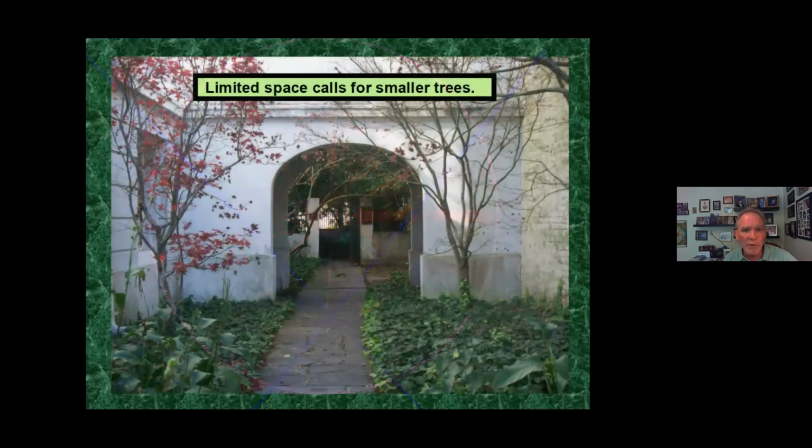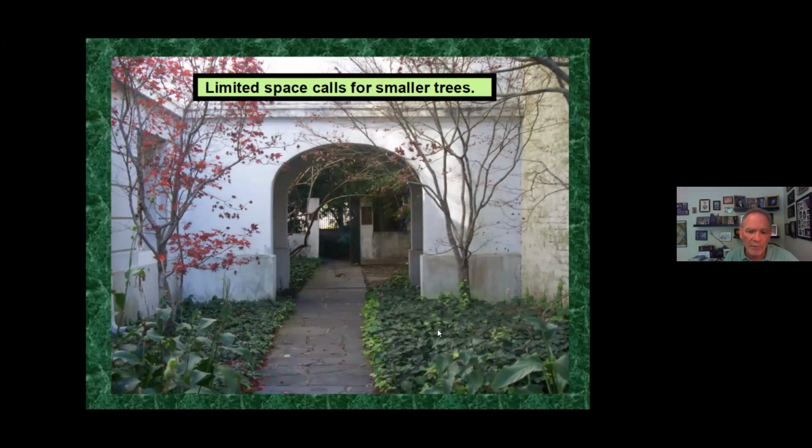That can kill trees. When you have small spaces, it calls for smaller trees. Don't plant an oak tree in a space like this. Sidewalk, building, no root space. Japanese maple, yes, maybe a dogwood, another Japanese maple. I think this was a serviceberry tree. Smaller trees in smaller spaces absolutely fill the space.